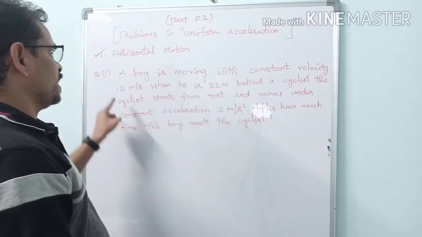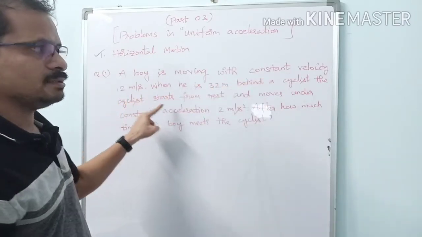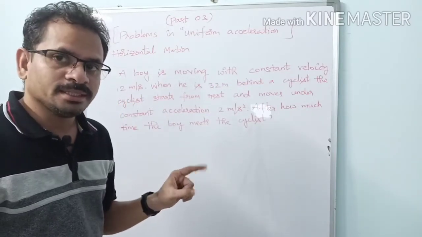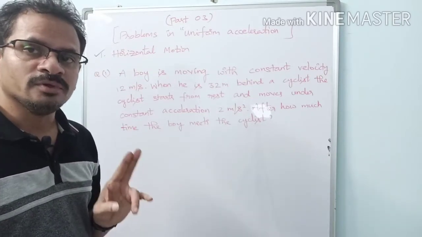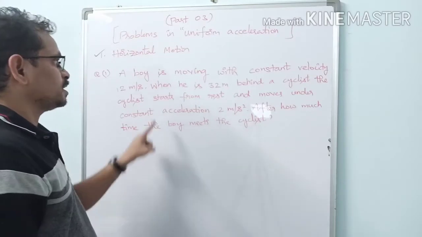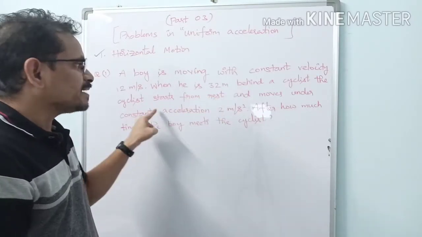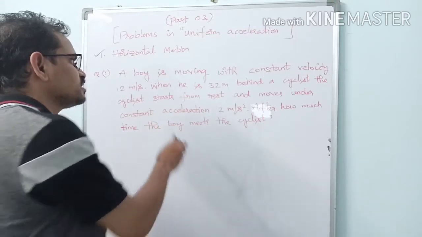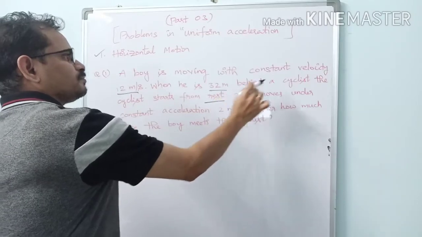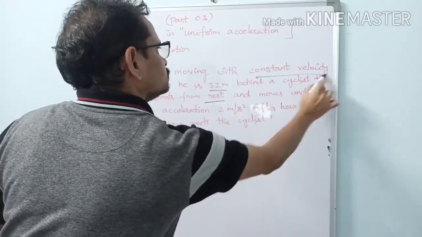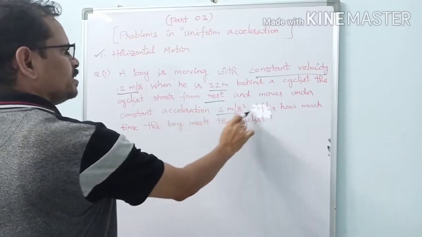The question is: a boy is moving with a constant velocity of 12 meters per second. What type of motion is it? Uniform motion, which means moving with a constant velocity. When he is 32 meters behind a cyclist, the cyclist starts from rest and moves under constant acceleration of 2 meters per second square.